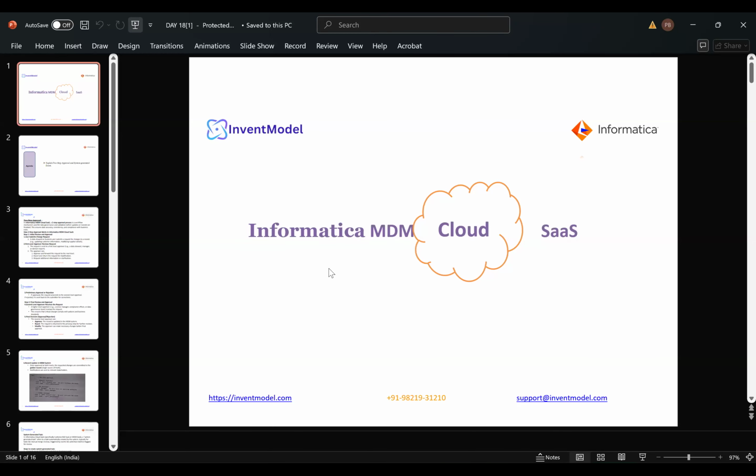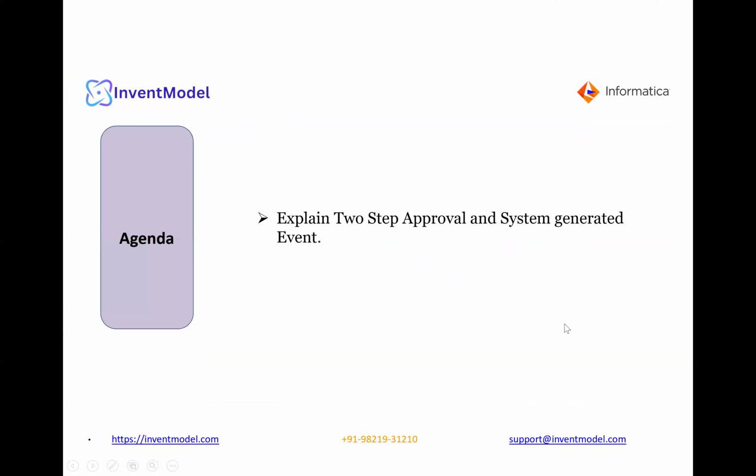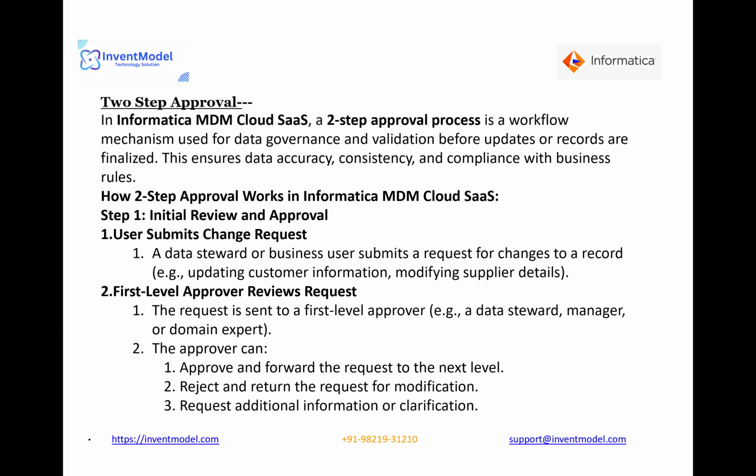And yeah, I'll just share my screen. So, the agenda for today's discussion is to explain the two-step approval and system generated event. So, what is the two-step approval?